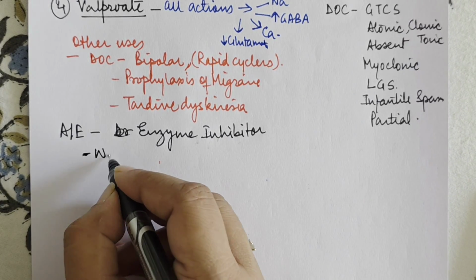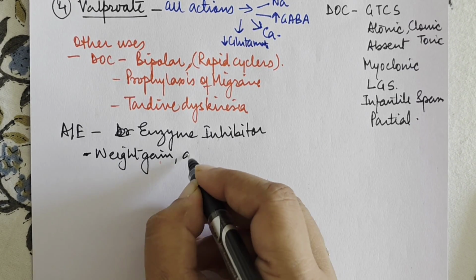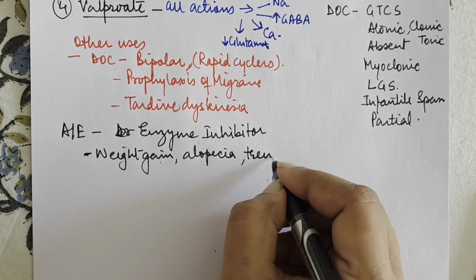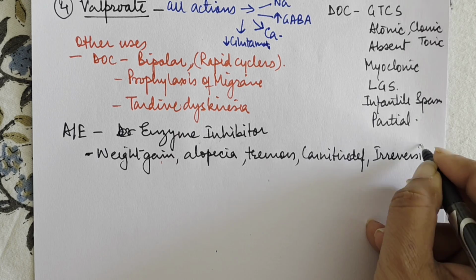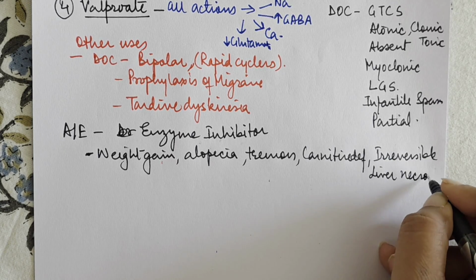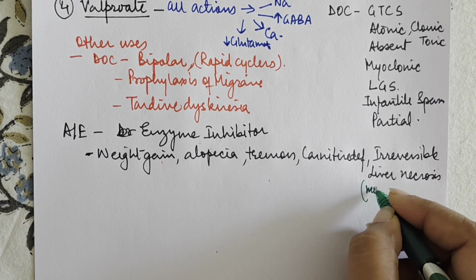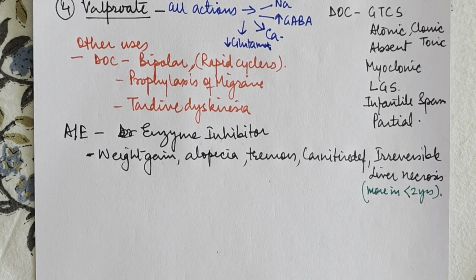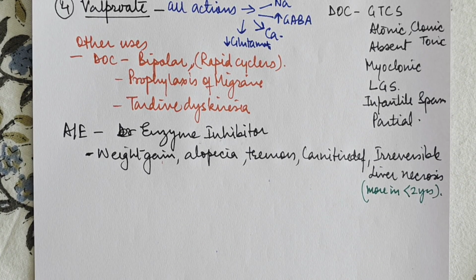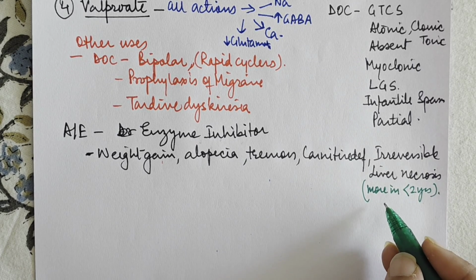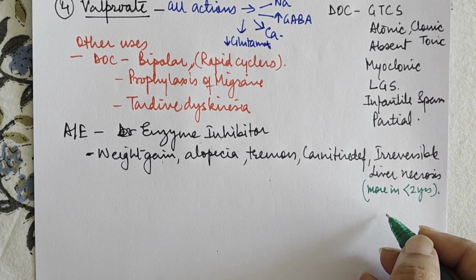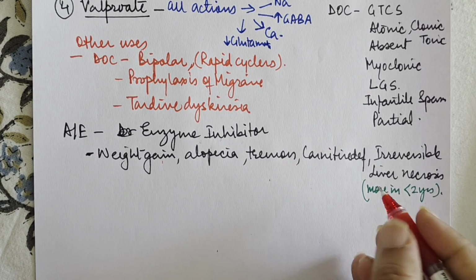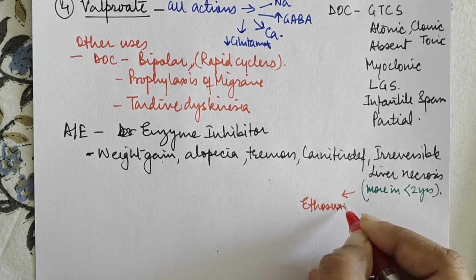In adverse effects, if you see, it causes weight gain, alopecia, tremors, carnitine deficiency, and irreversible liver necrosis, which is more in children less than 2 years. Okay, so valproate is contraindicated in children less than 2 years, and if epilepsy occurs in less than 2 years, then we don't give valproate. If this epilepsy is in children more than 2 years, then we can use. If it is in less than 2 years, the drug that we use is ethosuximide.